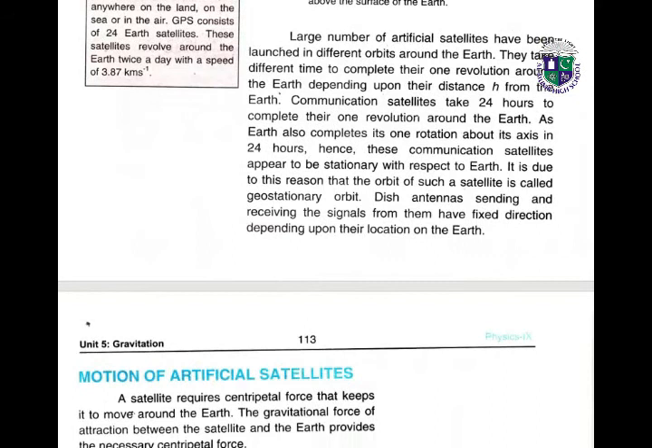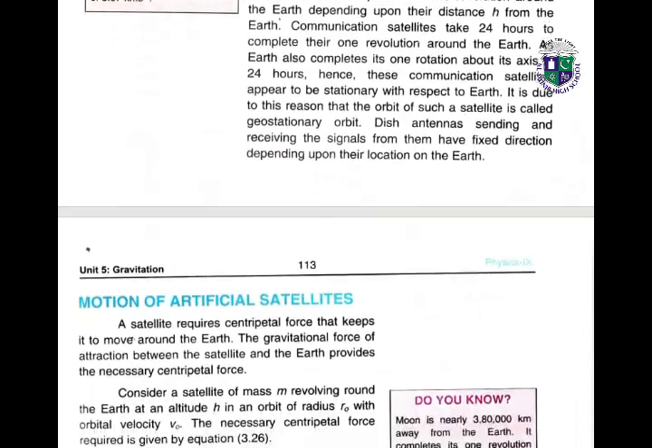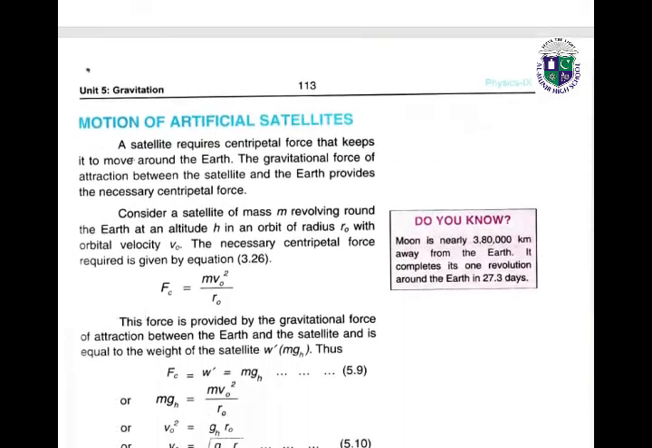Next, we know that students, a large number of artificial satellites have been launched in different orbits around the earth. They take different times to complete one revolution. For example, communication satellites take 24 hours to complete one revolution. Yes, earth also completes its one rotation about its axis in 24 hours. It is due to this reason that the orbit of such a satellite is called a geostationary orbit. Here we have the example of dish antennas which send and receive the signals from them.